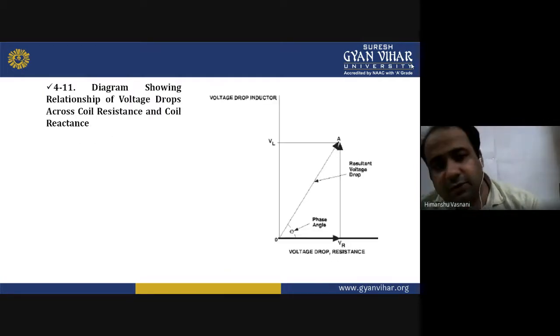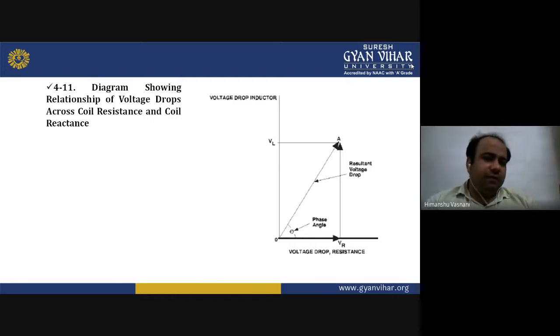So this is the vector diagram showing the relationship between resistance, reactance, and impedance. Now this is figure 4.11, showing the relationship of voltage drops across coil resistance and coil reactance.